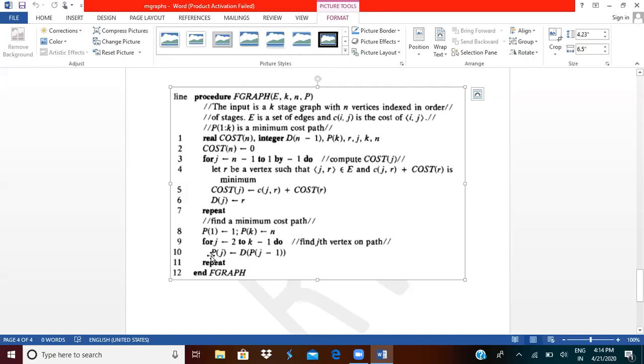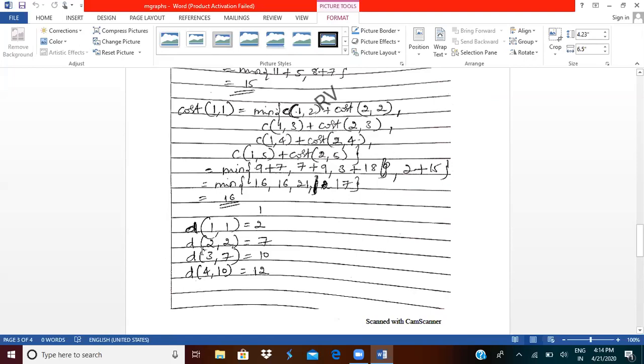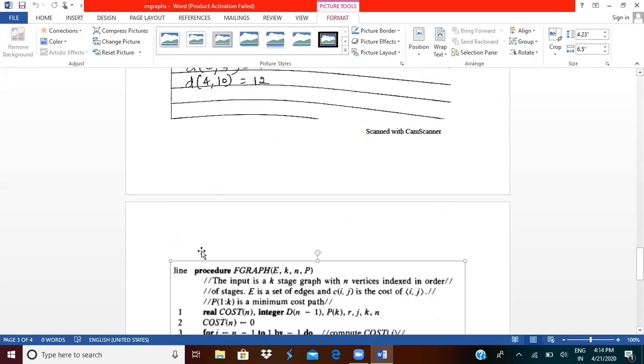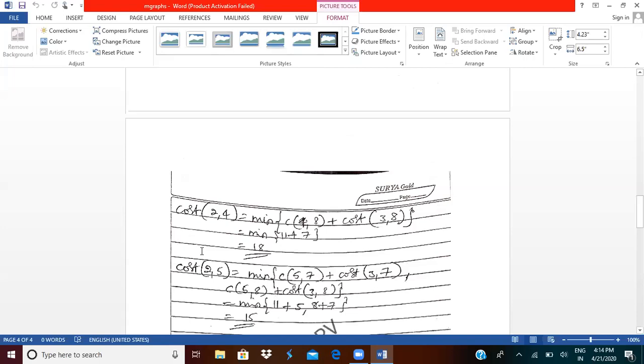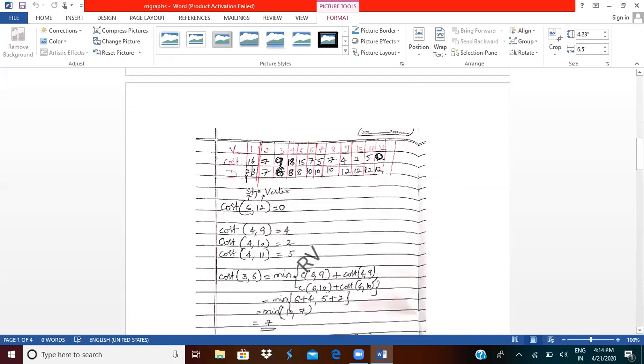So P of 2 is equal to D of P of 2 minus 1. P of 2 minus 1 is P of 1. P of 1 value we have got as 1. So what is D of 1? If you look at this table, D of 1 is 2. Are you following?